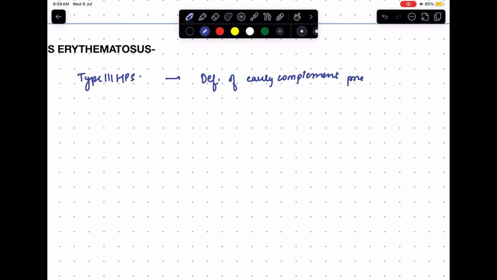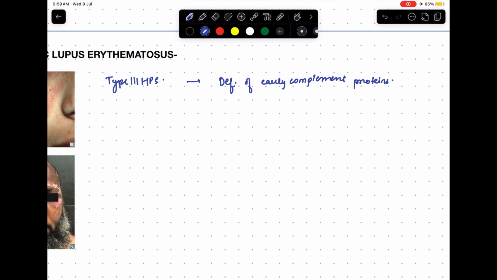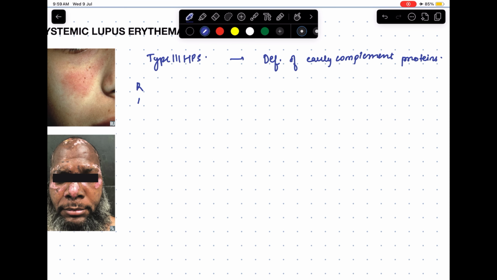This is important because there is another condition, that is melasma, that does not spare the nasolabial fold. And joint pain would be a specific feature, and then it is more common in females of the reproductive age. So this thing also you have to make sure that you remember.